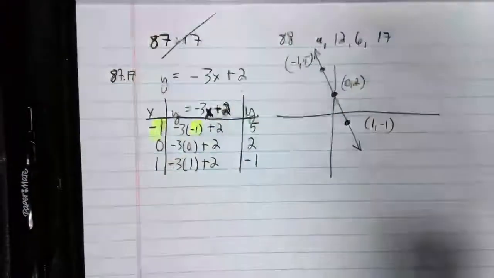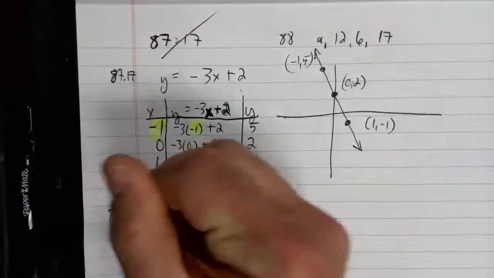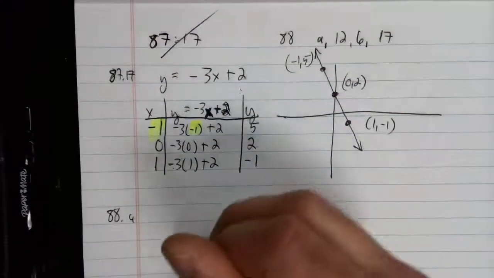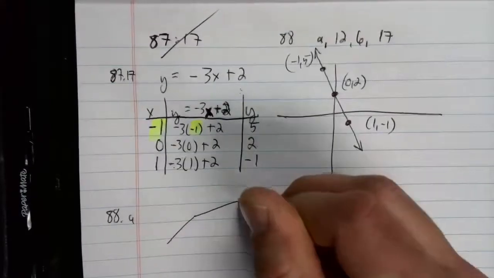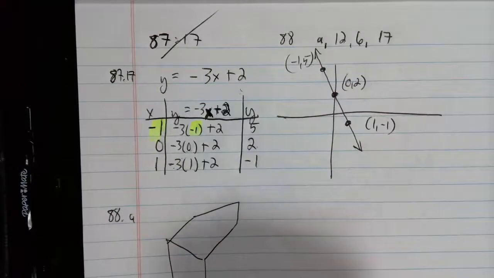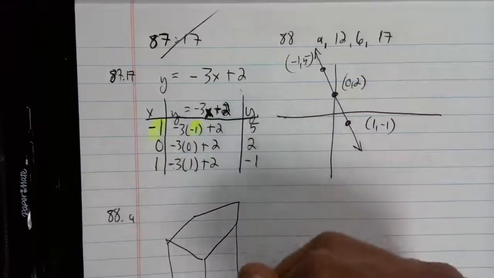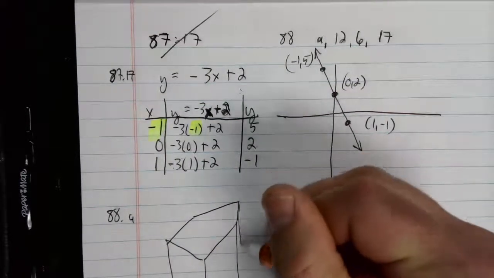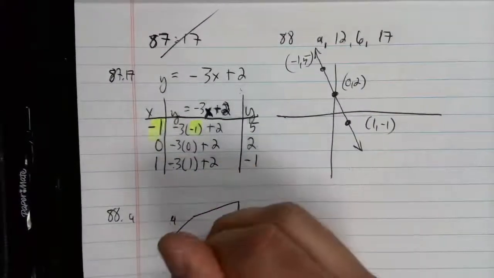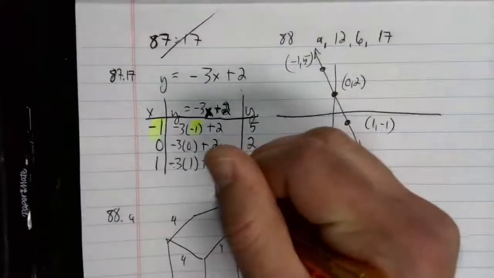So then we have 88A. Surface area. So this was kind of a pentagon-like shape, almost kind of like a house. Autumn, I think yours is better than mine. All right, but here's what we got. 4, 4, 4, and then these were 3.